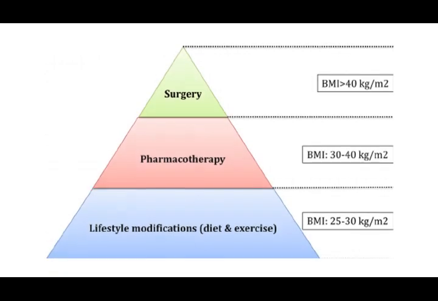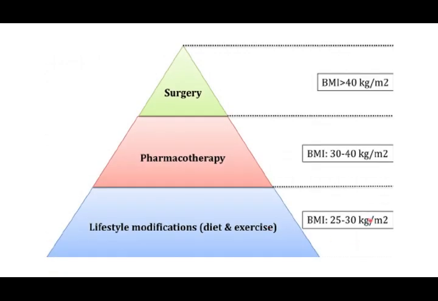Coming to the management side of obesity, if the patient's BMI is between 25 to 30, the doctors usually advise modifications in lifestyle, which consists of diet and exercise tailored to that person's needs. When the BMI is between 30 to 40, you advise pharmacotherapy which consists of drugs like orlistat, sibutramine and all, not very commonly used. These are the drugs which are available in the market.